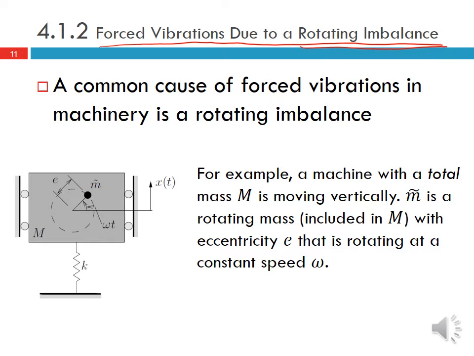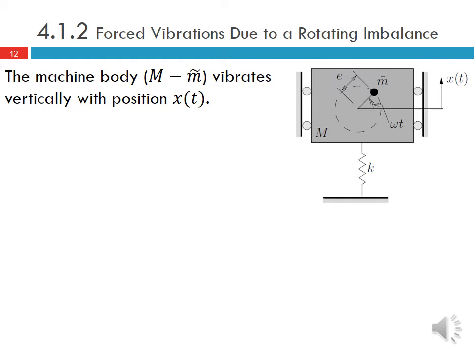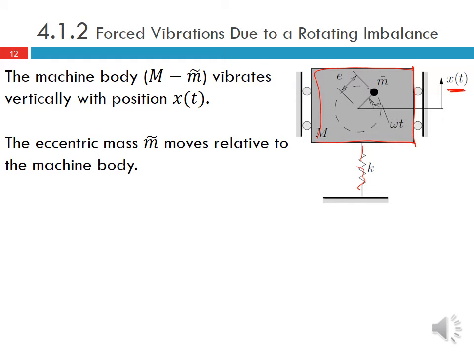So let's look at what happens in that case. For example, if we have a machine with the total mass, big M, moving vertically, and little m is a rotating mass that's included within our M. The machine body, which is without the rotating mass, so M minus little m, vibrates vertically with position x of t. So we can use this coordinate x. The whole body here is vibrating vertically on this spring support.